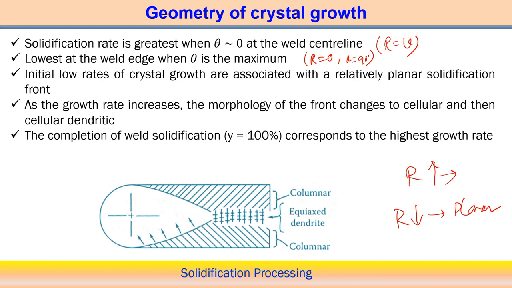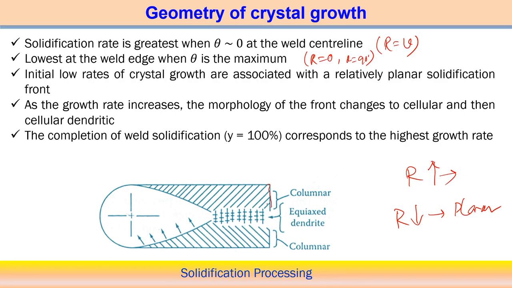Therefore, the completion of weld solidification corresponds to the highest growth rate. During one particular experiment or example, we can see in what way the growth rate actually varies. But before that, this is the weld pool, and this initial part tries to keep pace normal to the weld pool boundary. This is the usual columnar growth direction, a columnar structure.